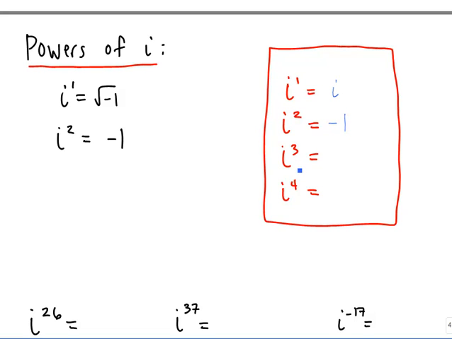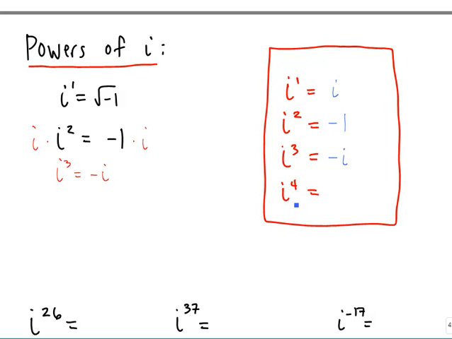To figure out what i cubed is, I'm going to take the statement i squared equals negative 1, and I'm going to multiply the left side by i and also the right side by i. And the reason I do that is because i times i squared turns into i cubed, and negative 1 times i becomes minus i. So i cubed is going to be the same as minus i.